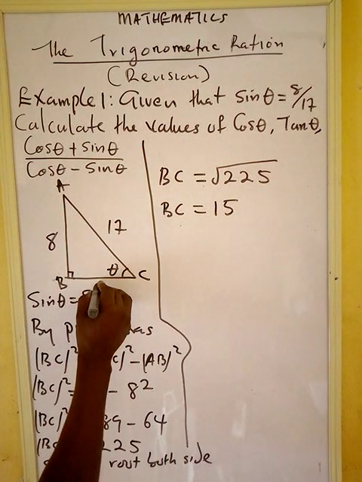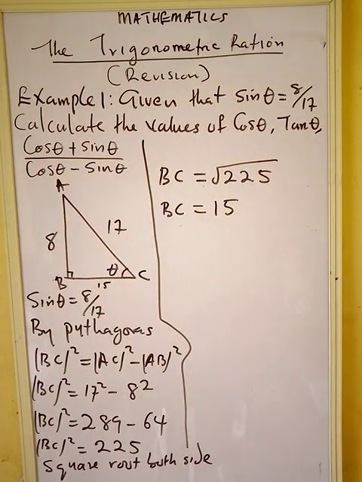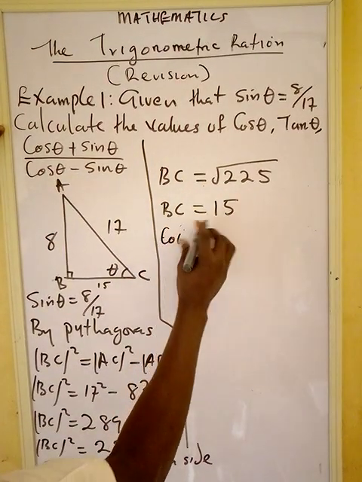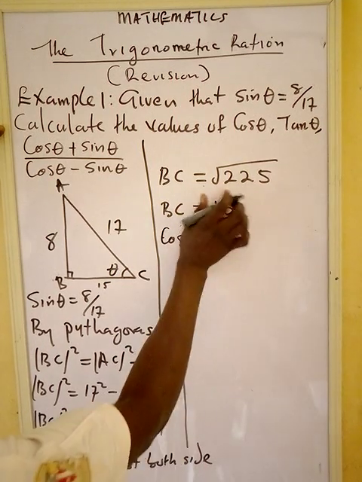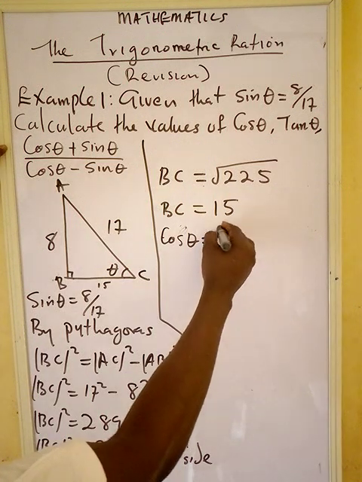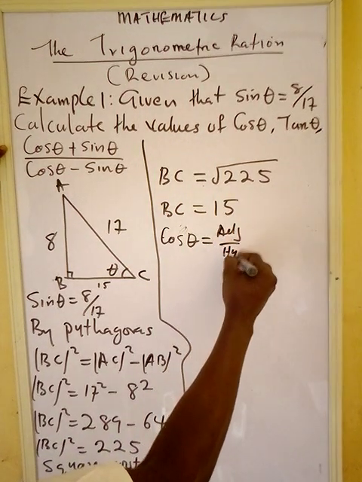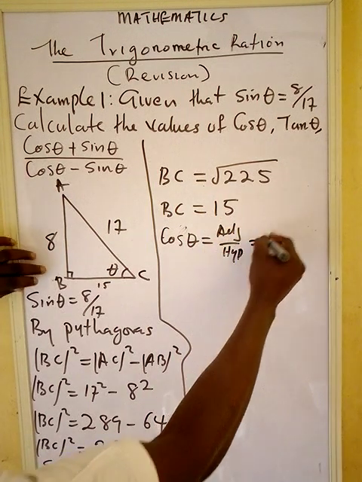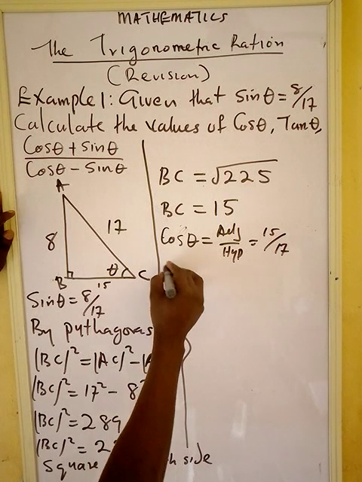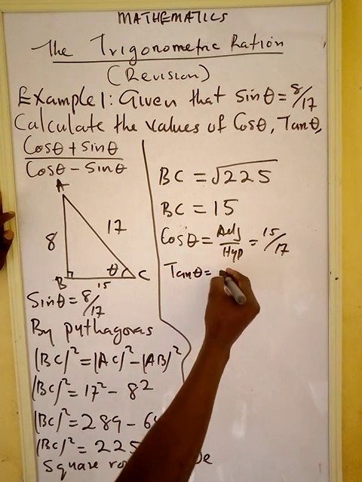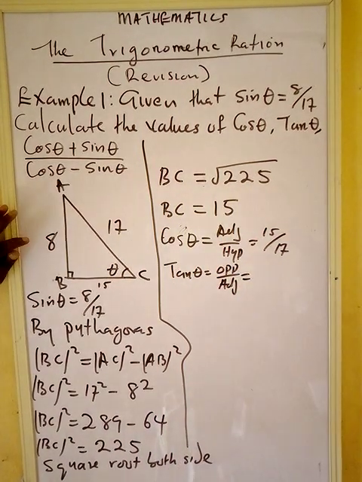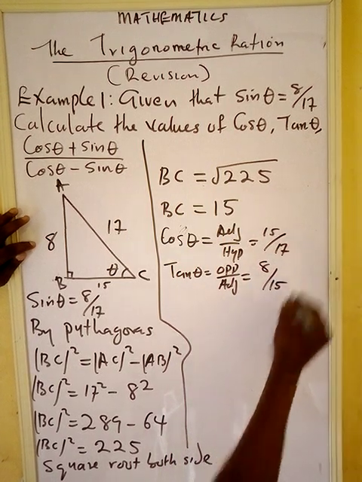So BC is 15. Now let's solve for the first one, which is cos theta. Cos theta equals adjacent over hypotenuse, so our adjacent is 15 and hypotenuse is 17. Then the other one is tan theta. Tan theta equals opposite over adjacent, so our opposite is 8 and adjacent is 15.